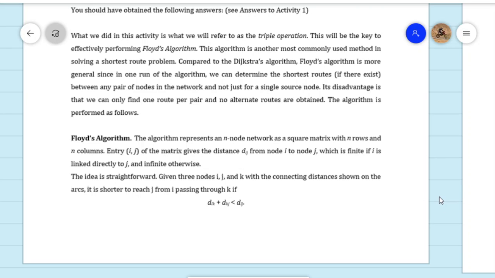Greetings, young mathematicians. Let us now discuss the second algorithm in finding the shortest route in a given network. This is called Floyd's algorithm.